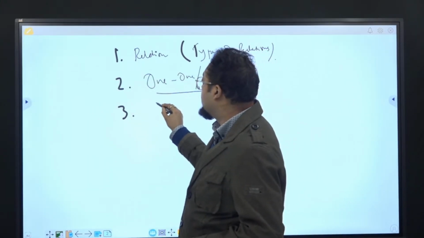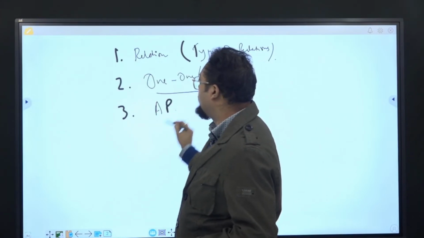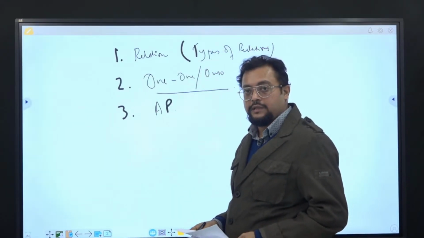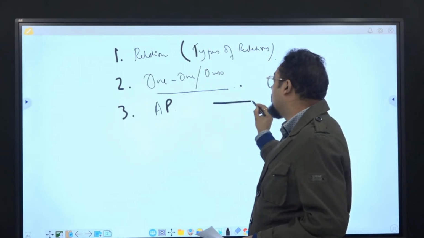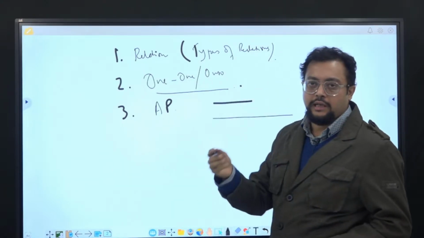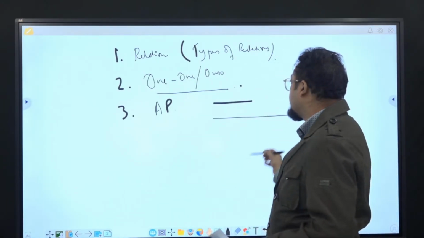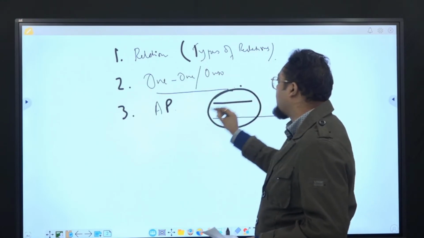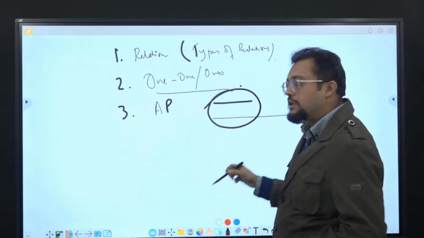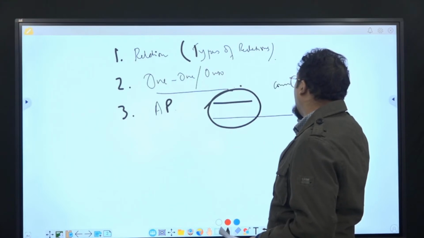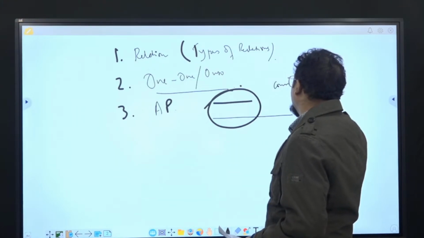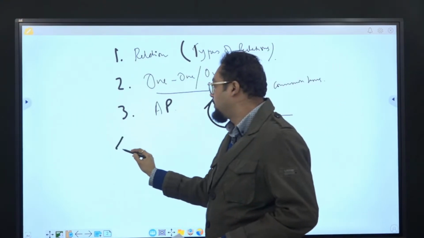In sequence and series, they have asked problems from arithmetic progression, that means AP. They were given 2 APs and of course the number of terms were different. Since the number of terms were different, they were asking how many common terms there were. How many common terms were there, that was asked.